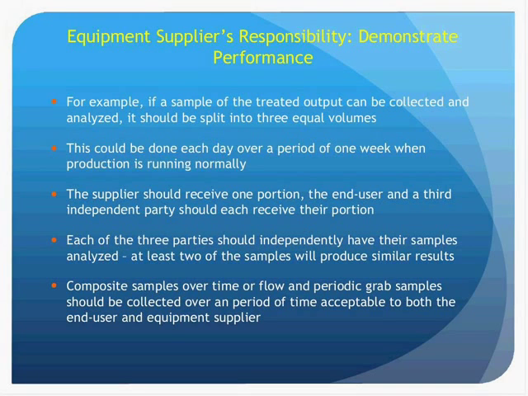The example on the slide states that a large quantity of sample will be collected. It should be split into 3 equal portions. The end user should receive one portion, the equipment supplier a second portion, and a third independent party, perhaps an independent laboratory, could receive the third portion. Each of the 3 portions should be analyzed by different laboratories. Next slide, please.